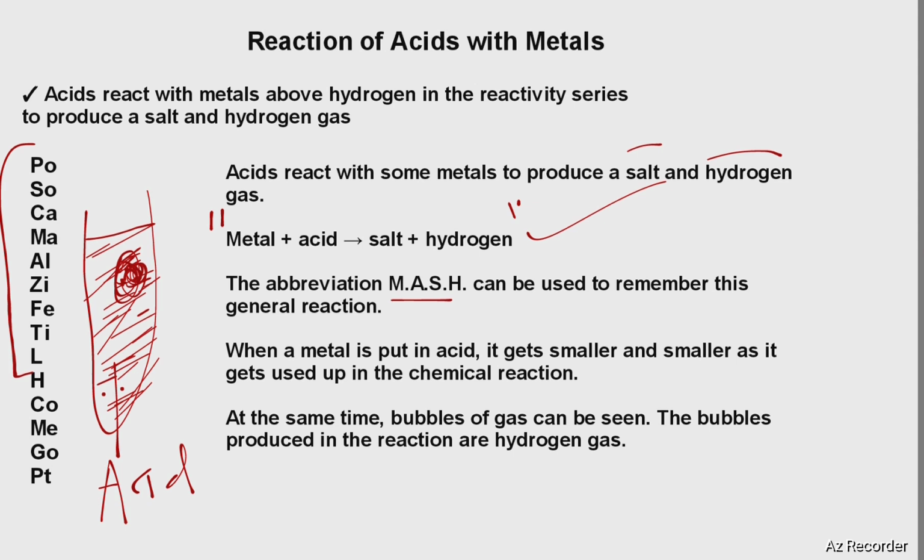You are going to notice that when a metal is put in an acid, that metal starts to decrease in size because the reaction is taking place, and what is eventually formed is a salt. You should also always notice that bubbles are seen. These bubbles are an indication that hydrogen gas is produced. So that is how the reaction takes place between an acid and a metal. Let's now look at some examples, some equations, of how these reactions take place.